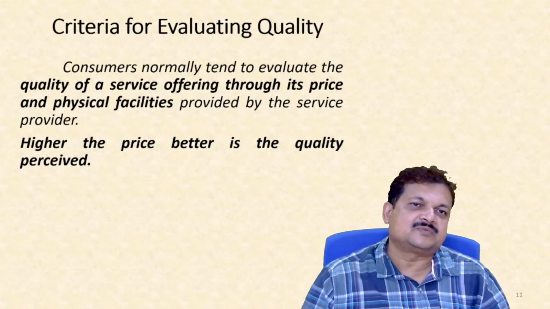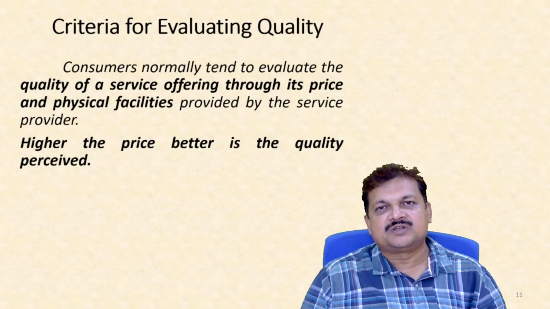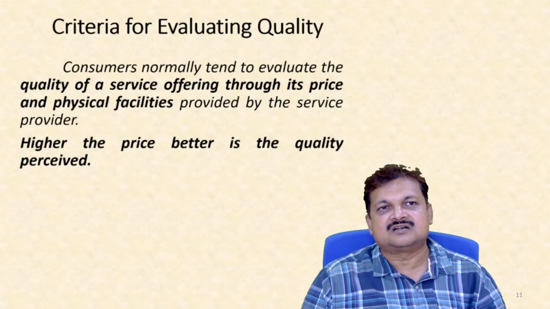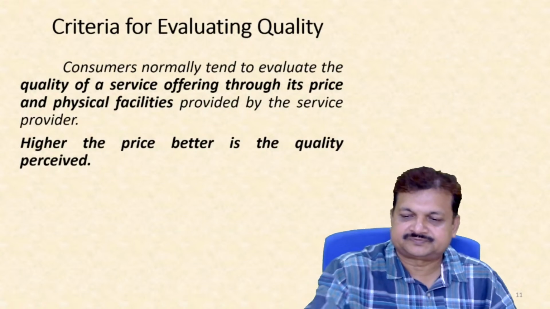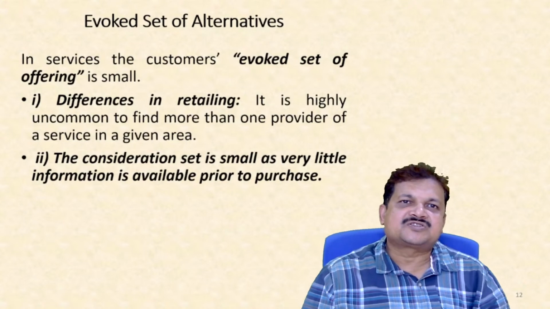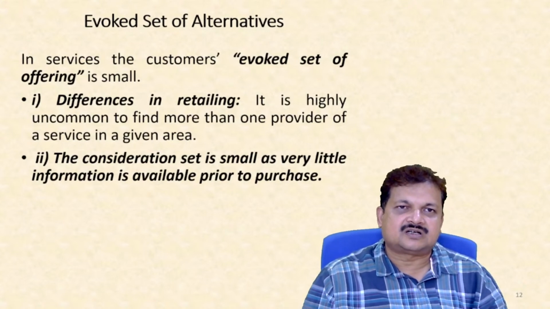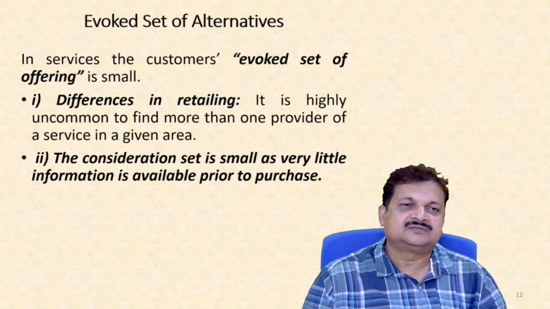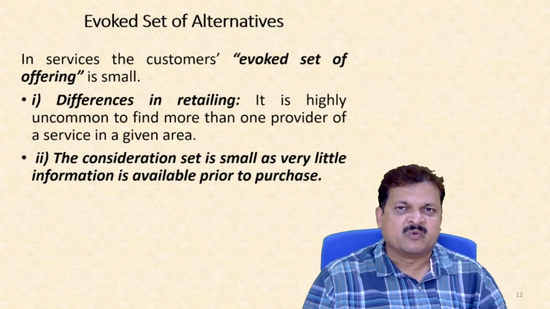Just like if you are going to book a ticket in a movie hall, the more price you pay, definitely the seat will be better and the visibility also better. Now, the evoked set of alternatives, as we have discussed to some extent in the consumer decision making process, is a part of the Howard set model, where the most reputed brands remain in the evoked set of your brain or your memory.